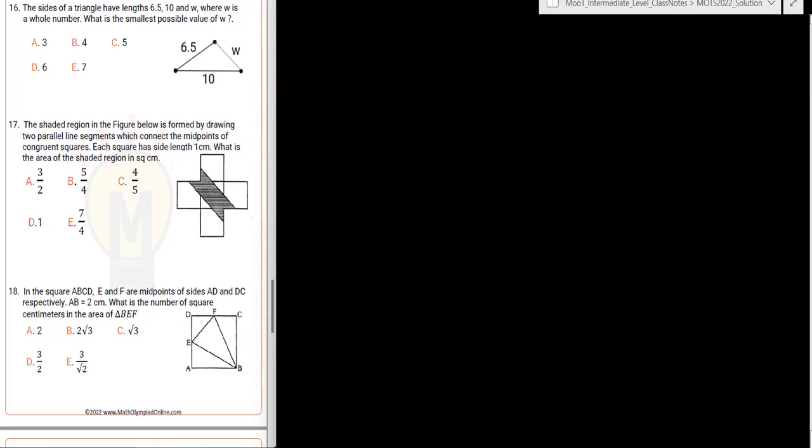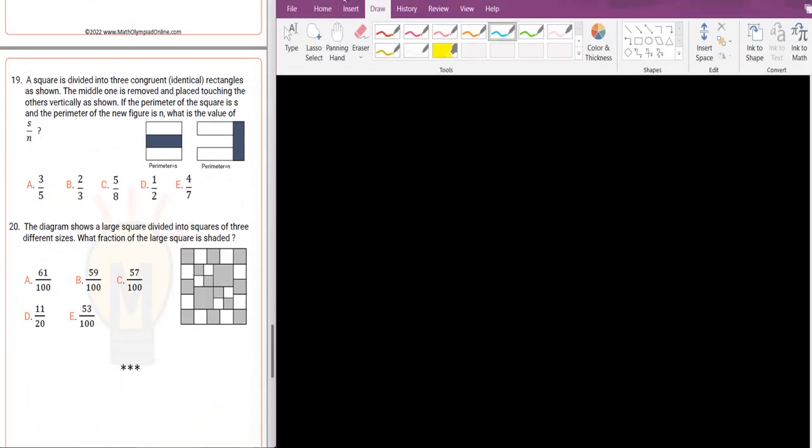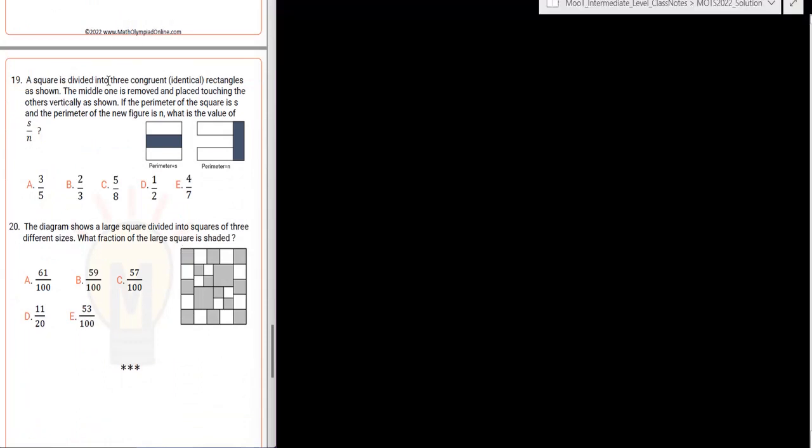All right, we have two more problems to finish. 19 and 20. Let's do it. A square is divided into three congruent rectangles as shown. The middle one is removed and placed touching the others vertically as shown. If the perimeter of the square is S and the perimeter of the new figure is N, what is the value of S by N? It's a very interesting problem.